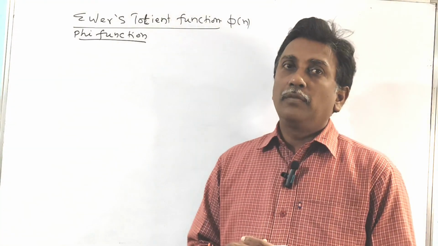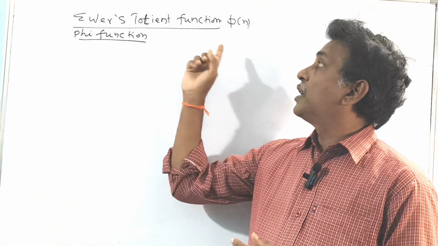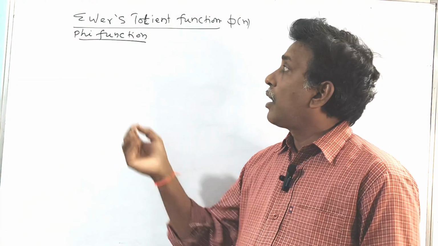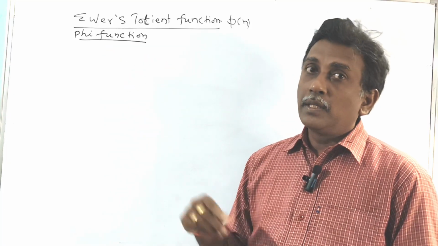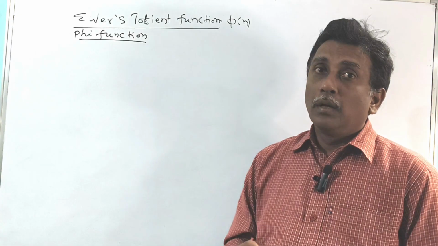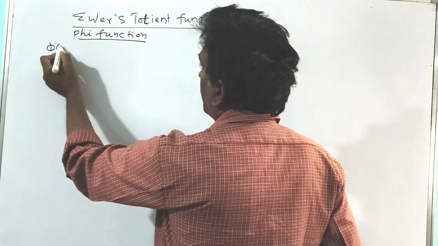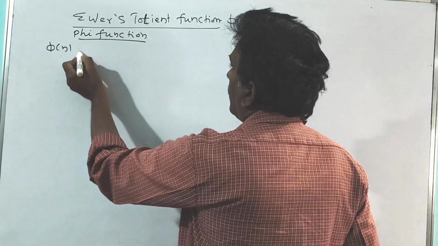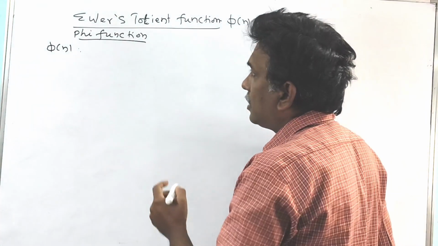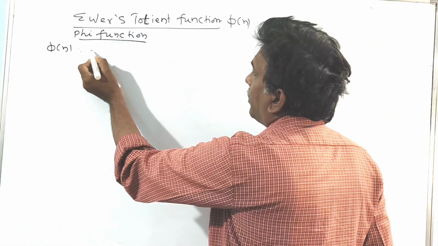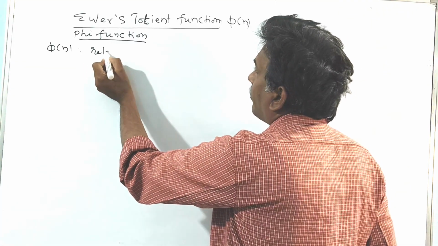Welcome back. In this episode, we will discuss the Euler totient function, or sometimes you can call it the phi function also. This is written as phi of n. So, what is phi of n? The definition of the Euler function is: if I want to find the Euler totient function, count the numbers that are relatively prime and less than n.